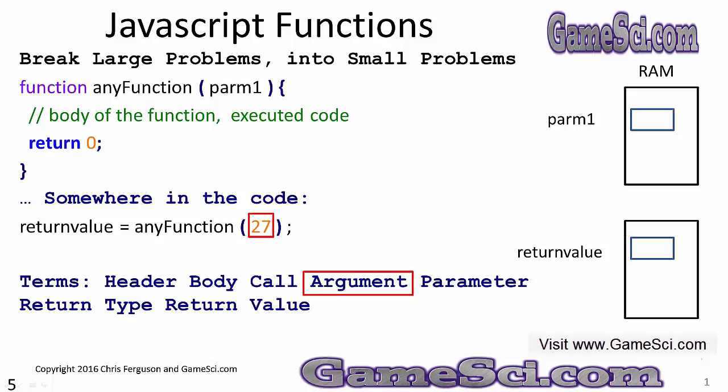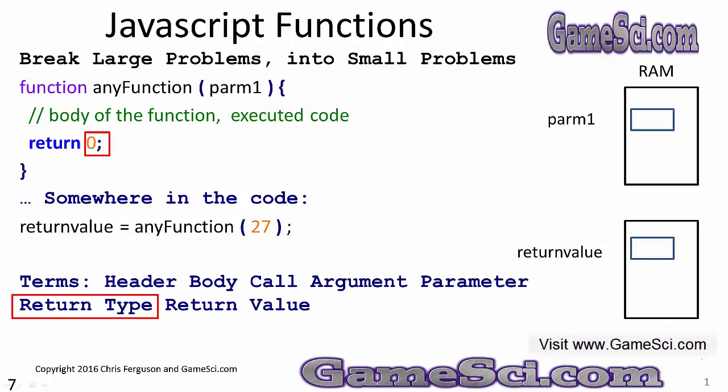The argument to the function is a value passed to the function so it can do its job. In this case, we're going to pass 27 as the argument to anyFunction. Next up is a parameter to a function. Parameter is what we call it inside the function. This parm1 is the parameter to anyFunction. The 27 will be assigned to this parameter.